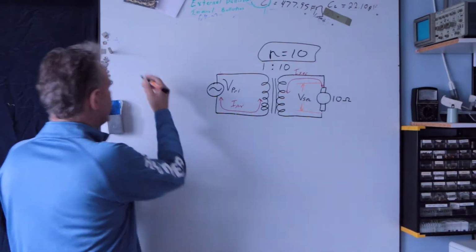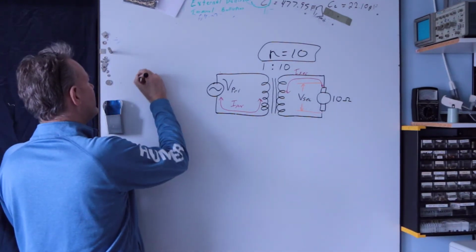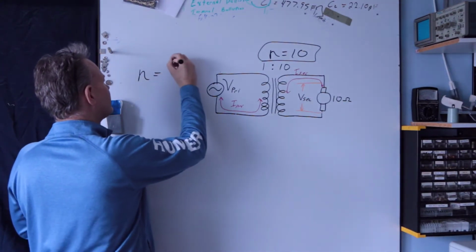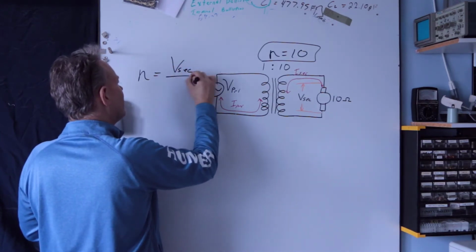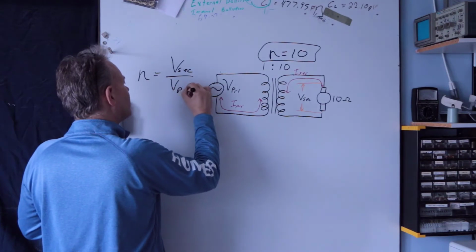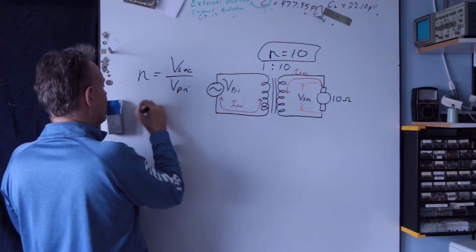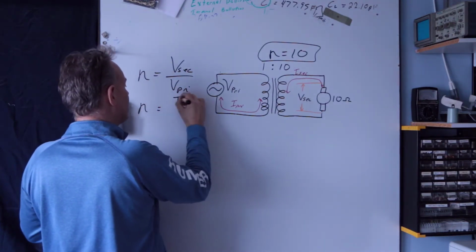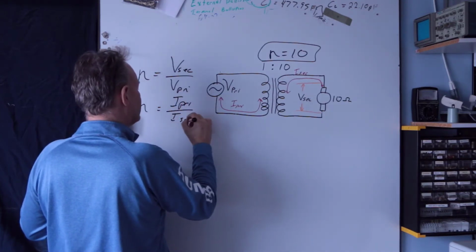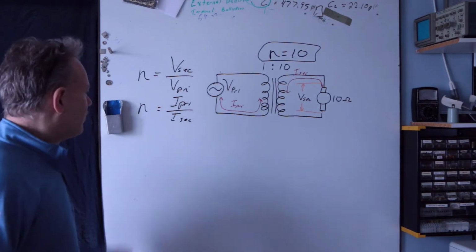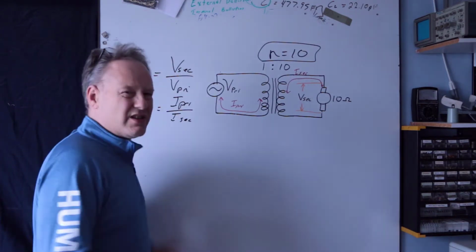Right now I'm just going to write these two things down. From the lecture notes, N equals V secondary over V primary. That's fine. We also know that N equals I primary over I secondary. That's fine. So if we know that, how do we fit resistance in here?